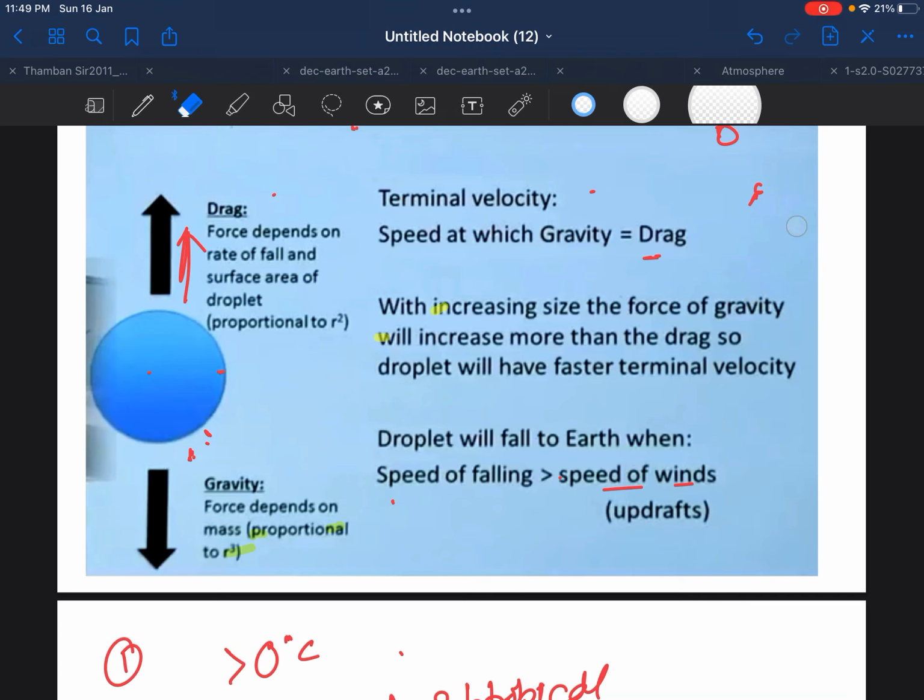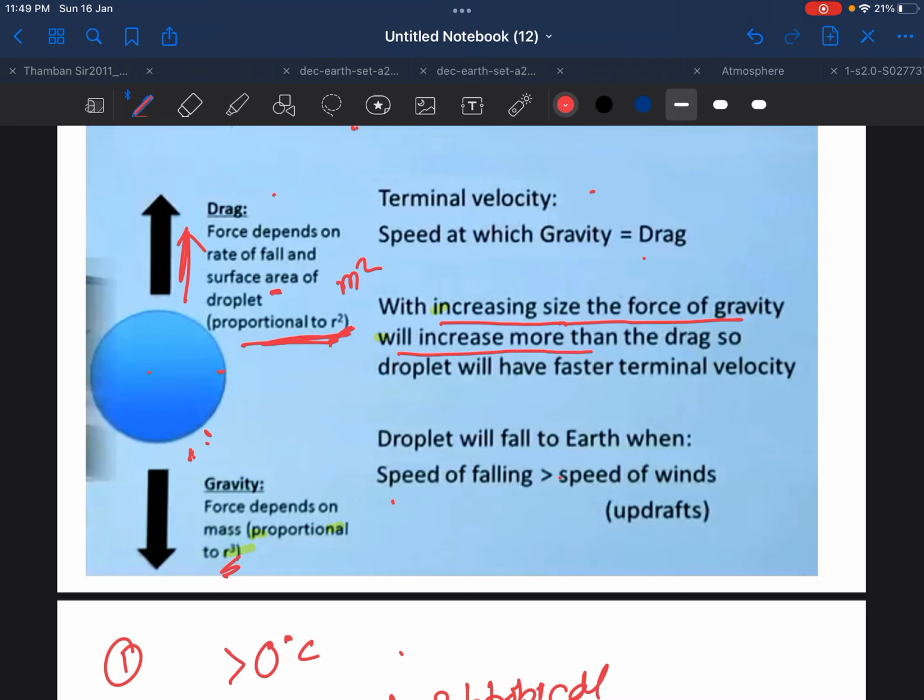Now here I told you this drag is a function of what? Rate of fall and area. And area is denoted by meter square, so it is proportional to radius square, like length into breadth. So here gravity is radius cube and here drag is radius square. Now with increasing size, the force of gravity will also increase more than the drag. So the droplet will have a faster terminal velocity. What does it mean? I told you gravity depends on radius cube and drag depends on radius square.